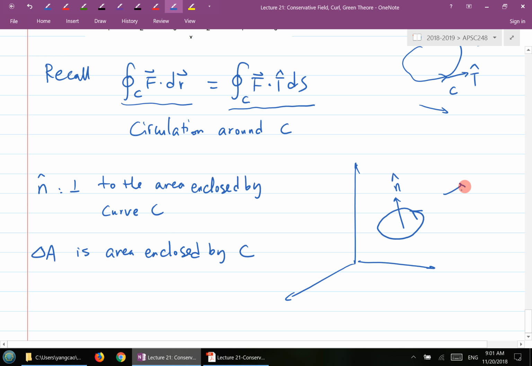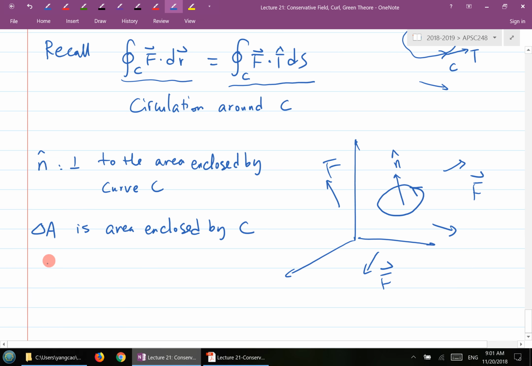And of course, you have your vector field F in 3D. So now let's get back to the area. Your curve C has a certain area, that's a scalar quantity. But I'm going to give the area as a vector quantity here.